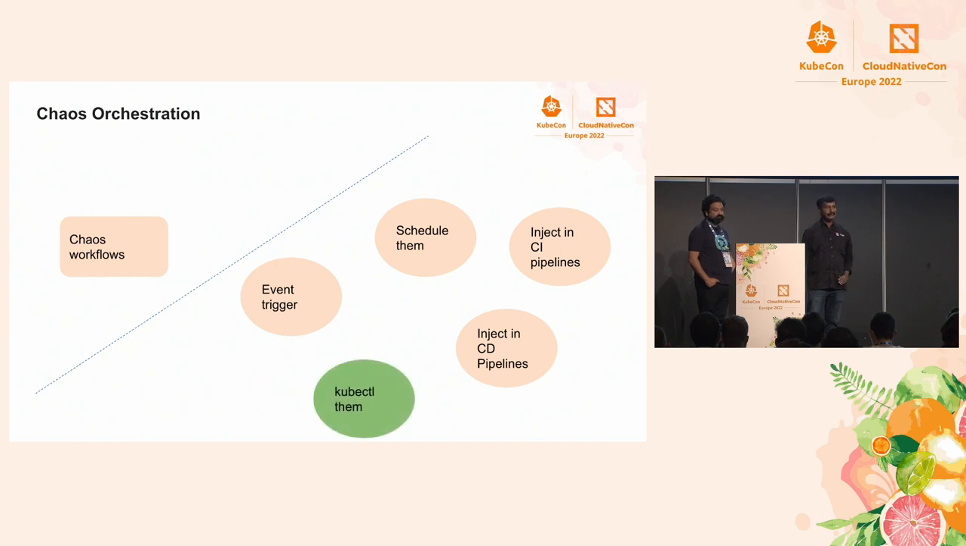Most important for this talk is that you can actually kubectl them. At the end of the day, a chaos test, a chaos workflow, is a manifest. That's the power of Kubernetes here. You can start creating new use cases for chaos. Once the manifest is executed, it sets up the entire chaos environment, executes chaos, and then connects to the Chaos Center and gives you the right results. That's how easy it is to inject chaos for developers at the time of development.